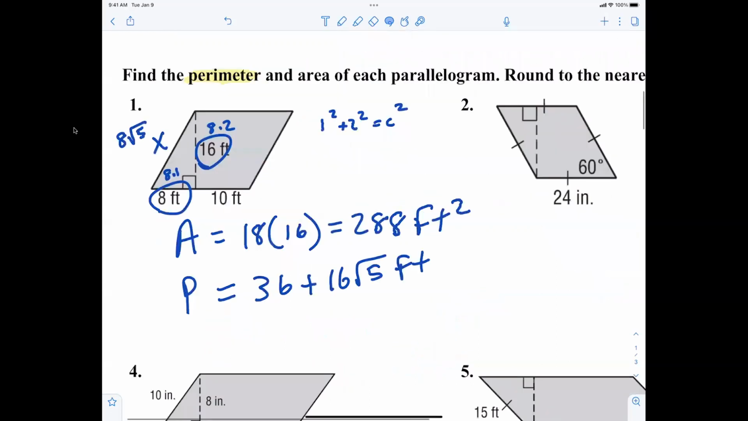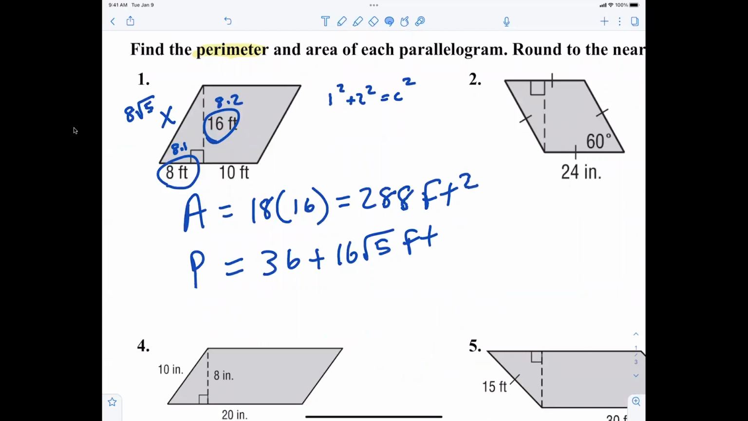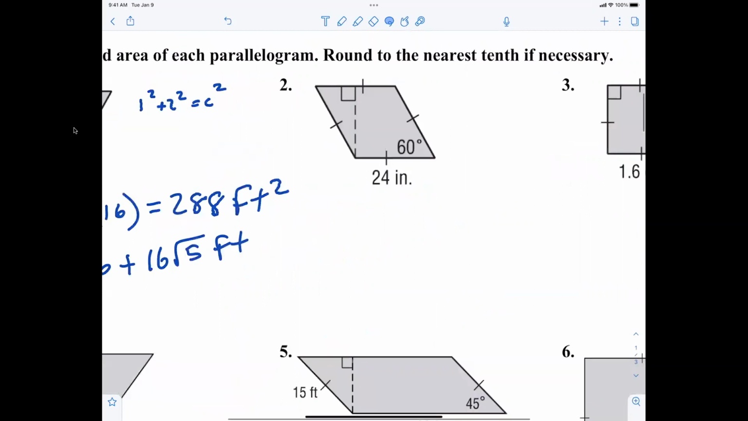Does anybody have any questions with adding this perimeter up? 18 plus 18, correct? 8 radical 5 and 8 radical 5 is 16 radical 5. So this is a rhombus. Do we agree? Because it's a rhombus, the perimeter is just what? 96. How did you get that? 24 times 4. Very good, 96 inches.